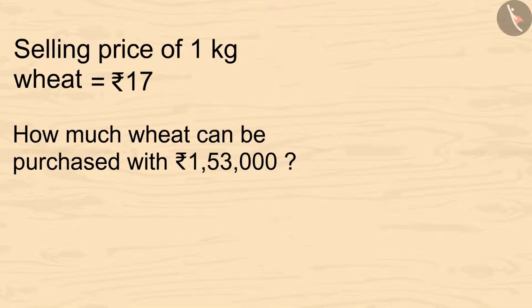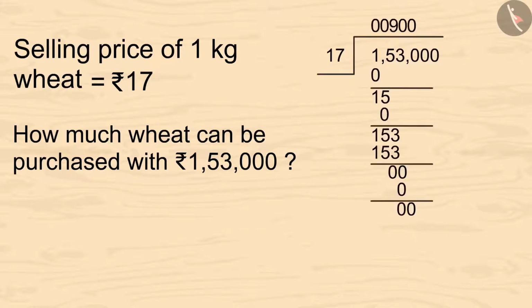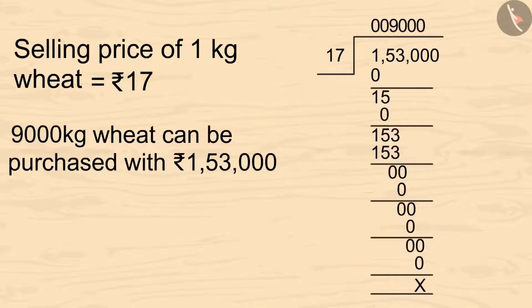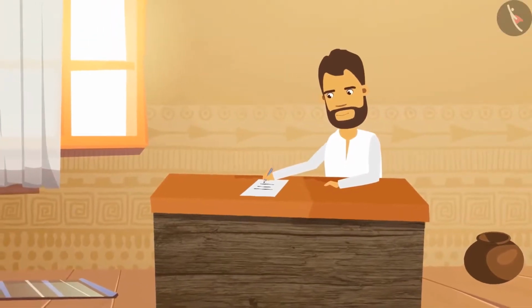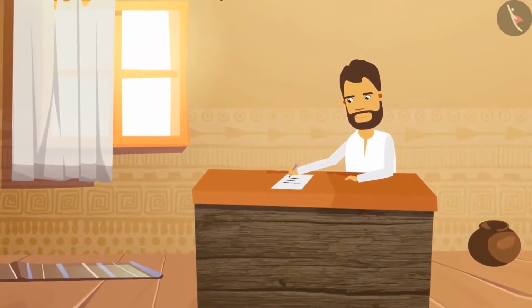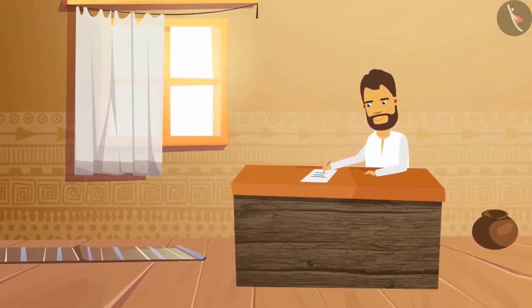For this, we'll use the operation of division. On dividing 1,53,000 by 17, we'll get 9,000. So Kareem has sold 9,000 kilograms of wheat today. Kareem has reached his home and is doing the calculations. He wants to see how much profit he has made today.